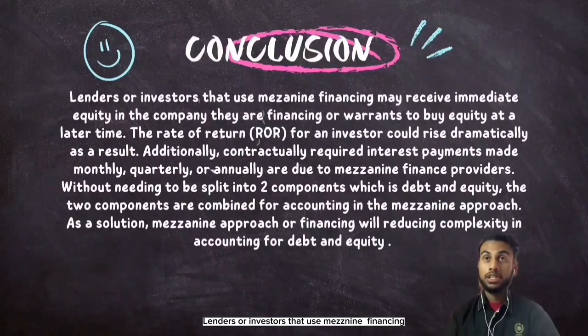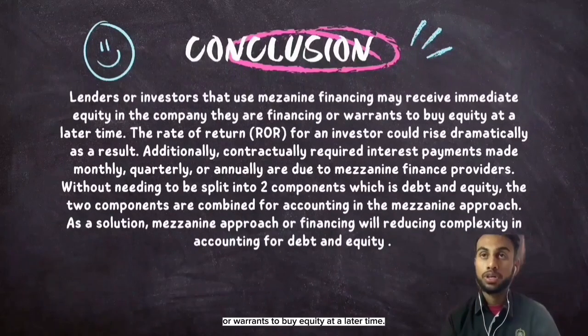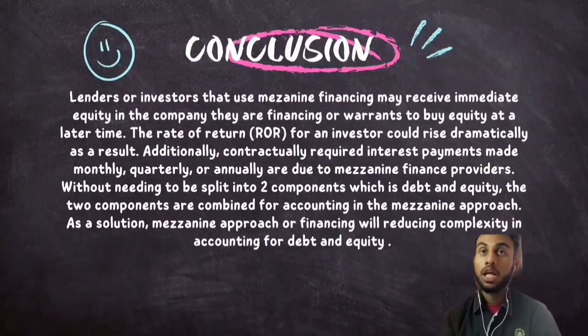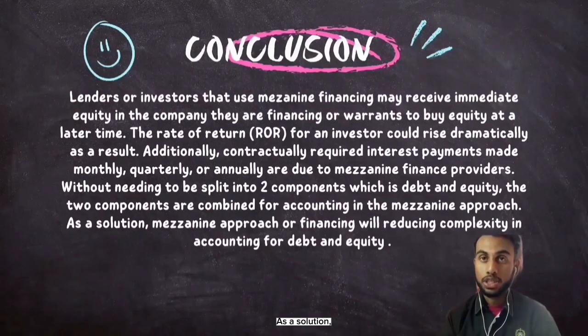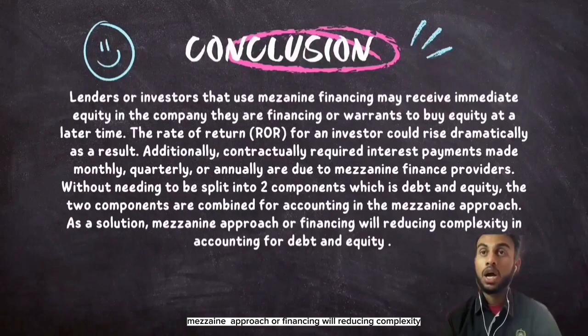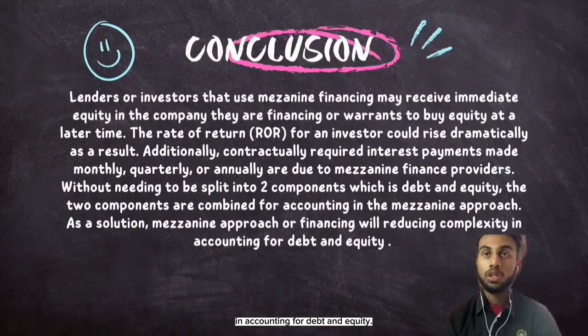Lenders or investors that use mezzanine financing may receive immediate equity in the company, or financing or warrants to buy equity at a later time. The rate of return, ROR, for an investor could rise dramatically as a result. Additionally, contractually required interest payments made monthly, quarterly or annually are due to the mezzanine finance provider without needing to be split into two components, which are debt and equity. The two components are combined for accounting in the mezzanine approach. As a solution, the mezzanine approach or financing will reduce complexity in accounting for debt and equity.